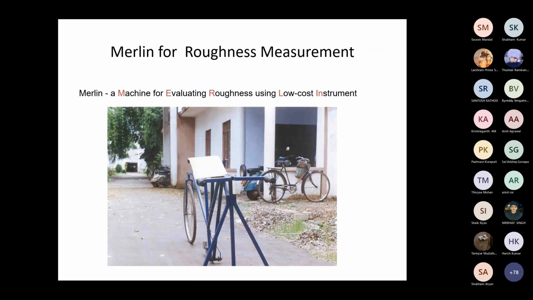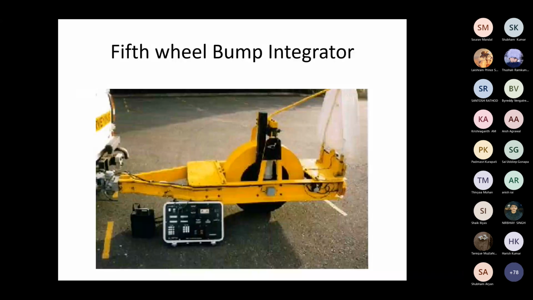This is a Merlin for roughness measurement. Merlin means a machine for evaluating roughness using low cost equipment as a cycle, you have to tow it over the road. Then some readings, you can see a graph sheet here, some markings have to be made on the sheets depending on this probe, you can see below this. Okay, so this will measure the roughness.